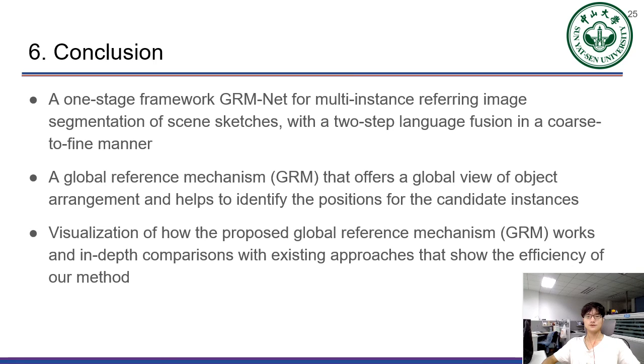At last, I will give a conclusion of my presentation. We present a one-stage framework for multi-instance reference image segmentation of scene sketches, which is demonstrated through our experiments to be superior to the two-stage approaches with the pre-training process. Our proposed global reference mechanism provides a global view for the model to identify the position of each detected candidate in order to improve the segmentation accuracy. Finally, we also show how the GRM works by visualizing the intermediate results.